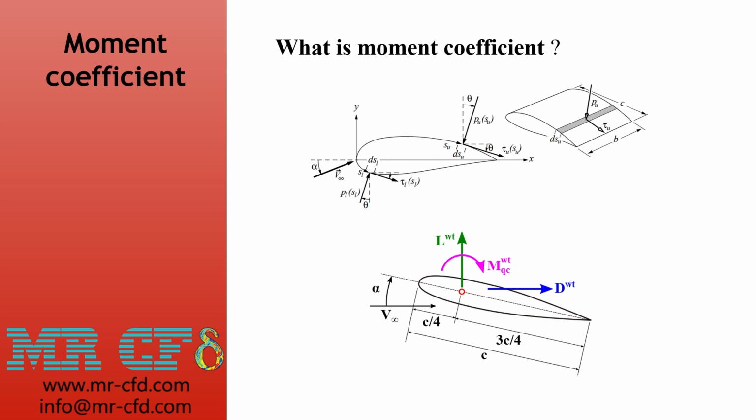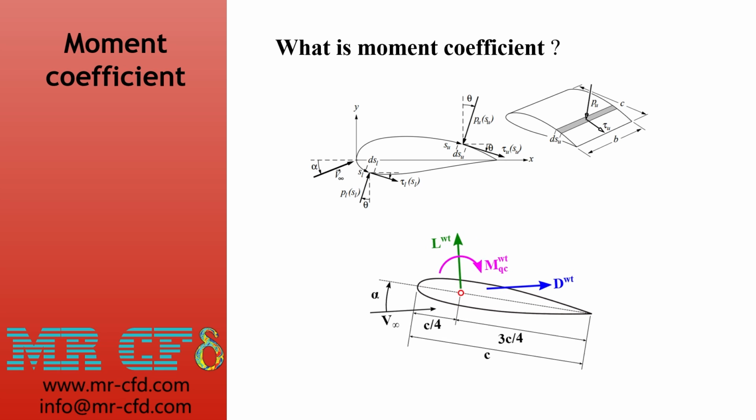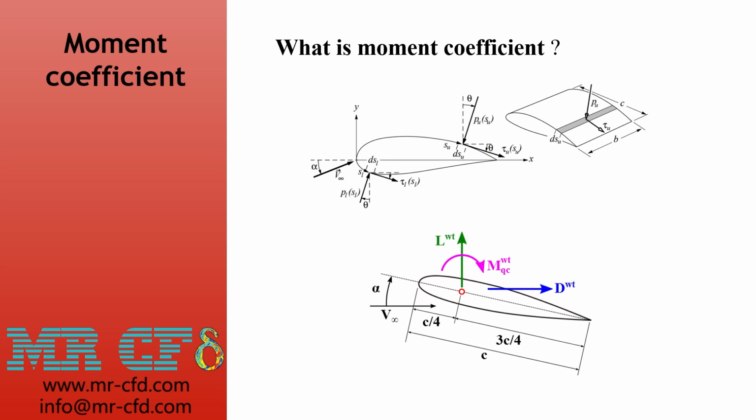As you see, the center of pressure is the place where all the pressure distributions can be lumped, and the aerodynamic center is different from the center of pressure. The aerodynamic center is the point where all the aerodynamic forces are applied, and at that point our pitching moment equals 0.